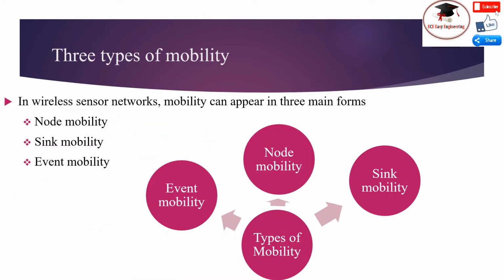Three types of mobility. In the scenarios discussed so far, all participants were stationary, but one of the main virtues of wireless communication is its ability to support mobile participants. In a wireless sensor network, mobility can appear in three main forms: node mobility, sink mobility, and event mobility.